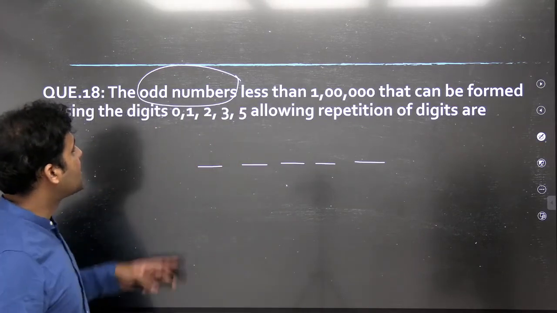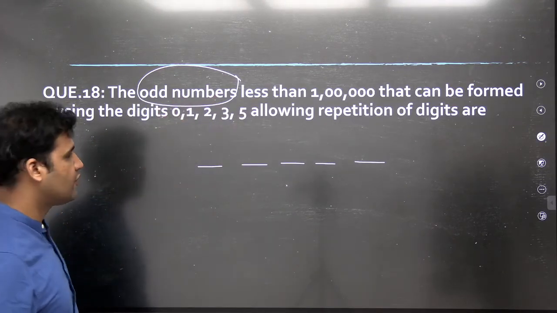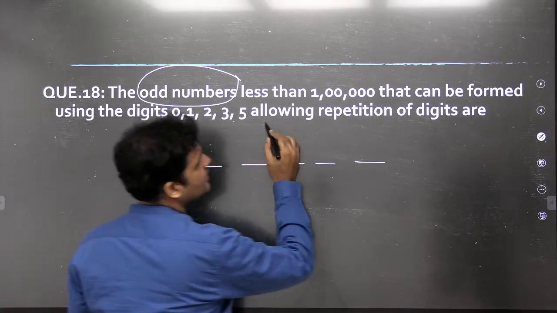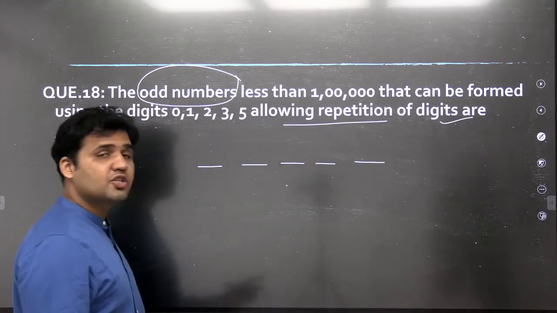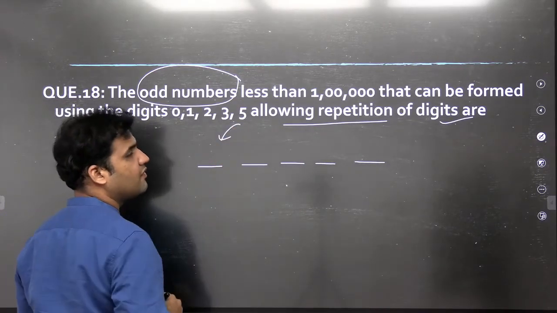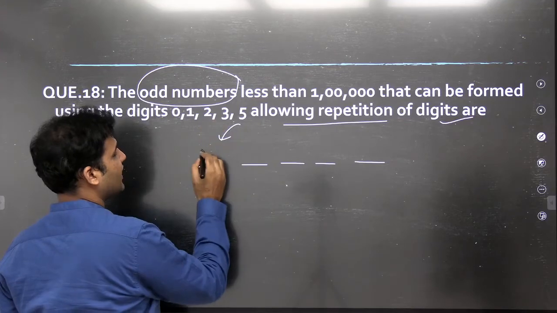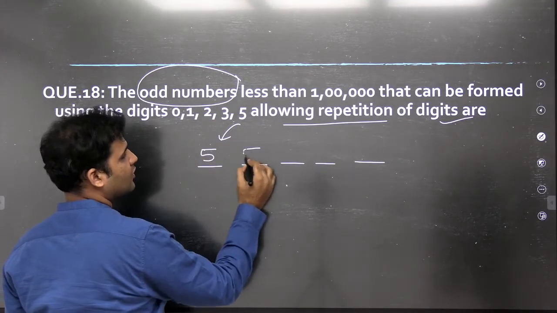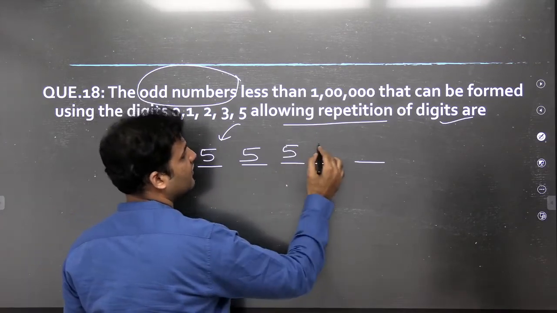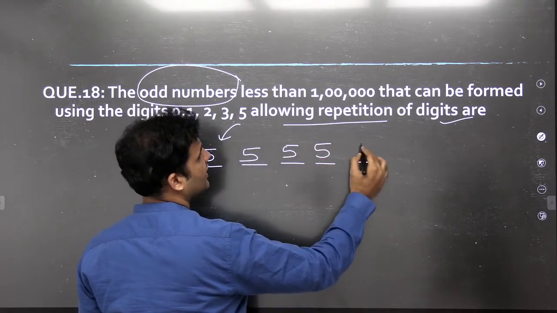Now I can use any of these digits 0, 1, 2, 3, 4, 5. First, in how many ways? The repetition of the digit is allowed also. That means the first place can be filled in how many ways? In any of these 5 digits. The second place can also be filled with any of these 5 digits. The third place can also be filled with any of these 5 digits. The fourth place can also be filled with any of 5 digits.